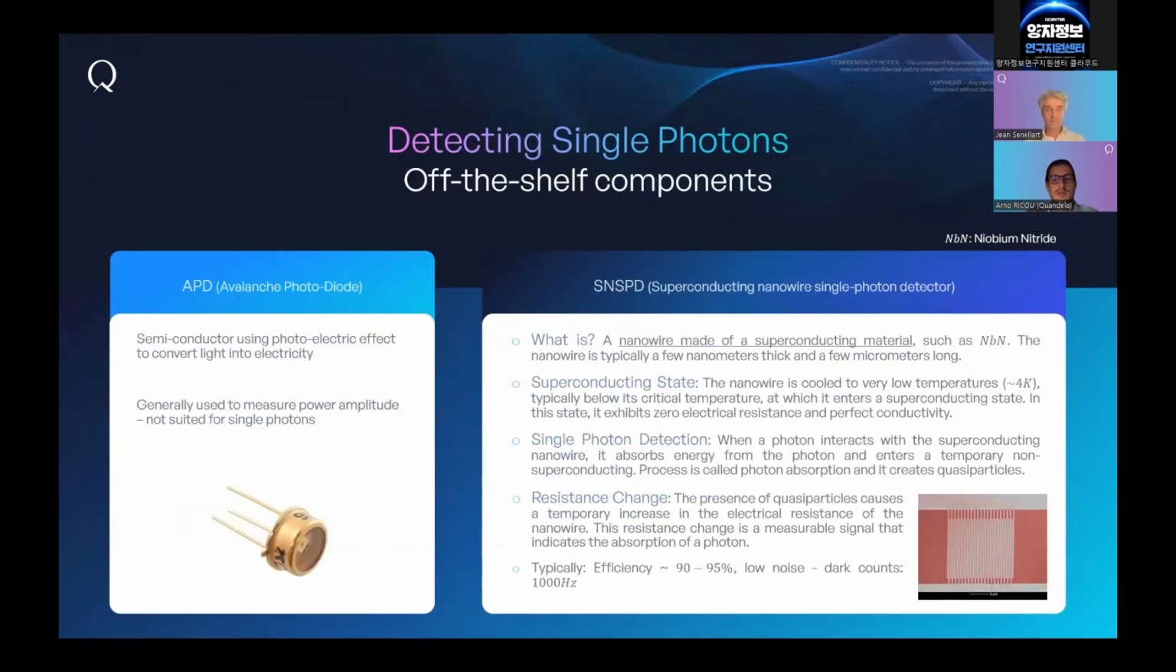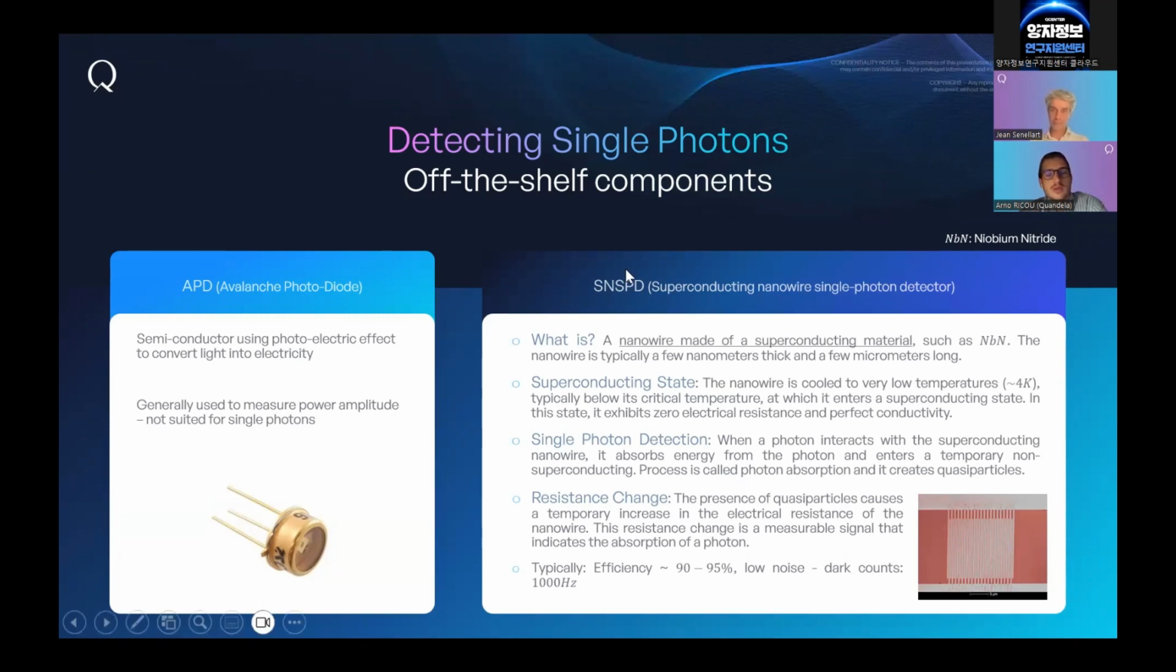And then we need a qubit-specific measurement capability. There are two main categories of how to measure photons, single photons especially. You can either use an avalanche photodiode, which is based on a semiconductor using the photoelectric effect that converts light into electricity. It's not that suited for single photons. You can resolve the number of photons, tell how many photons you have, but that's a pretty low-performance component, so one does not really want to use that to have efficient quantum computation.